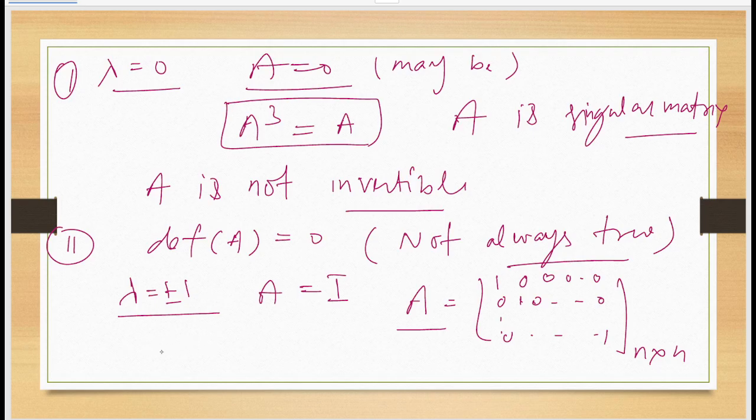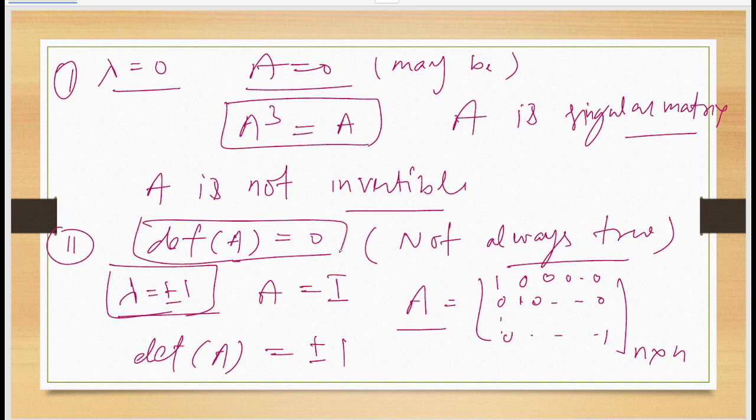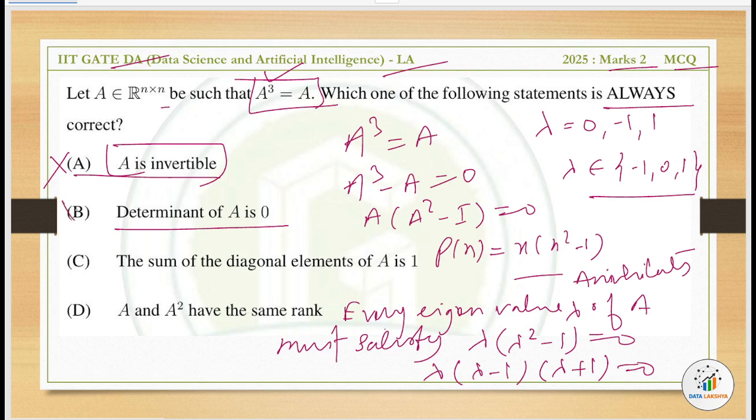In this case, the determinant of A will also be, if lambda equal to plus minus 1, plus minus 1 here. So this does not satisfy the condition, so this statement is false. So the second option is also false.